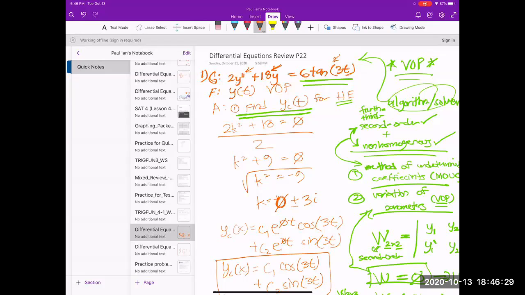And then this one, he wants you to do this using variation of parameters, VOP. So the very first step for all these non-homogeneous type of problems, either VOP or UC, you always want to find your homogeneous or your complementary solution.